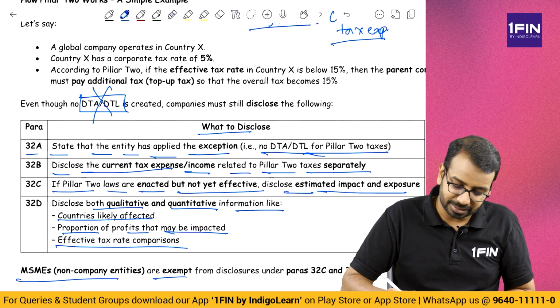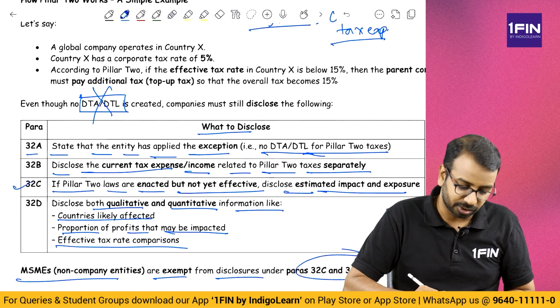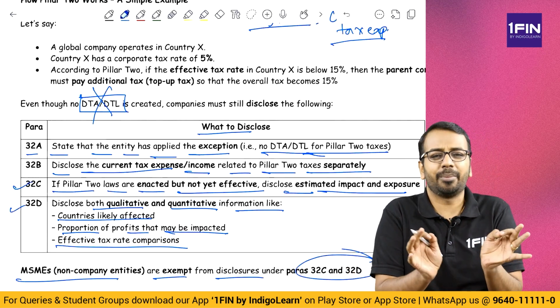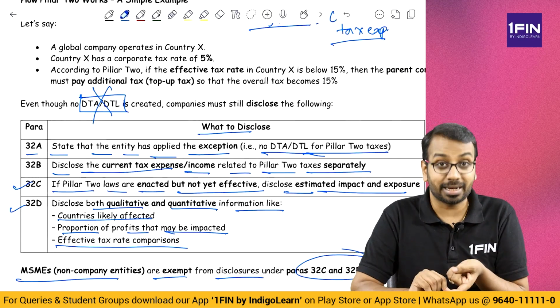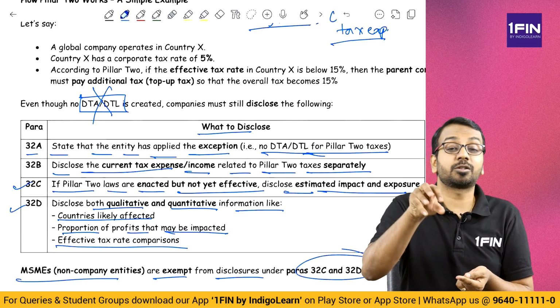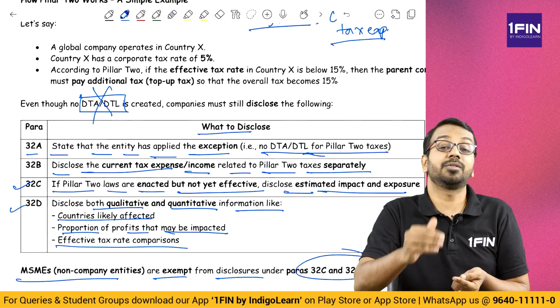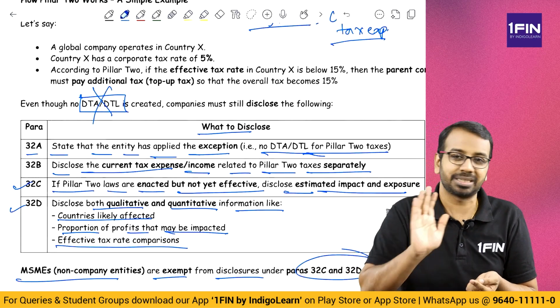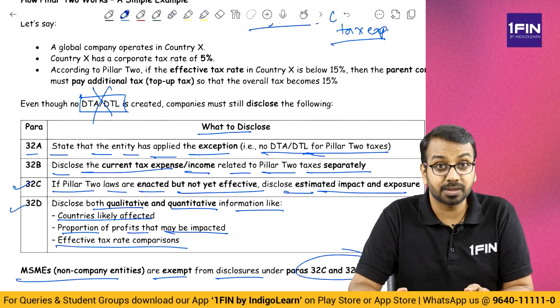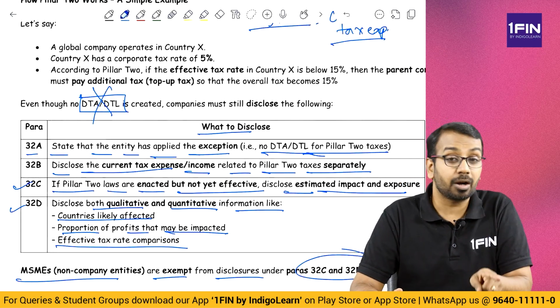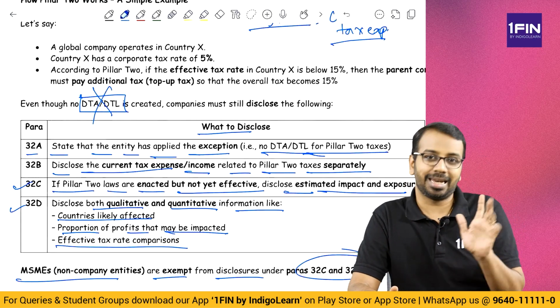MSME companies are exempt from disclosures under 32C and 32D. So very simple amendment, I would say. Just that you need to remember, there is something called Pillar 2 taxes, where the parent has to pay tax if the subsidiary is paying less than 15% taxes. As far as AS 22 is concerned, you will account for current tax expense, current tax benefit, but you will not account for deferred tax assets and deferred tax liabilities.